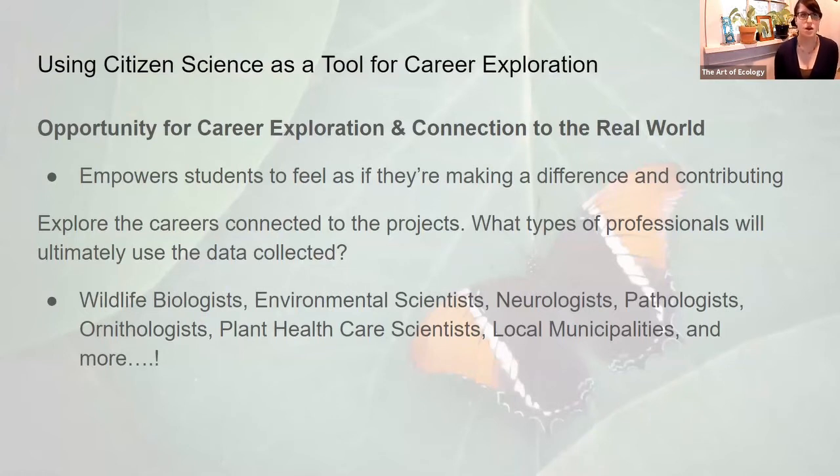And of course, we're always looking for more ways to increase career exploration. Even in the middle school students, we're always looking for good ways to get them to think about what they're going to be doing and how they're going to contribute to society after school. And when you use citizen or community science, you are pretty much telling them right away, you're making a difference, you're contributing data, your observations are going somewhere. Some scientist out there is using the data that you have collected to make the world a better place, and students feel empowered by that.